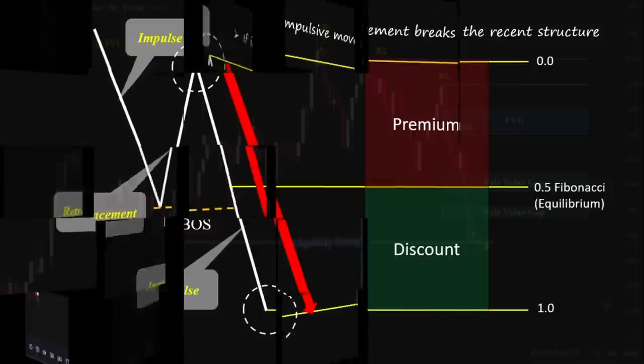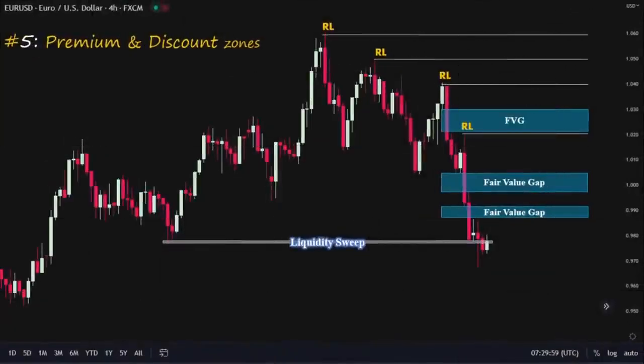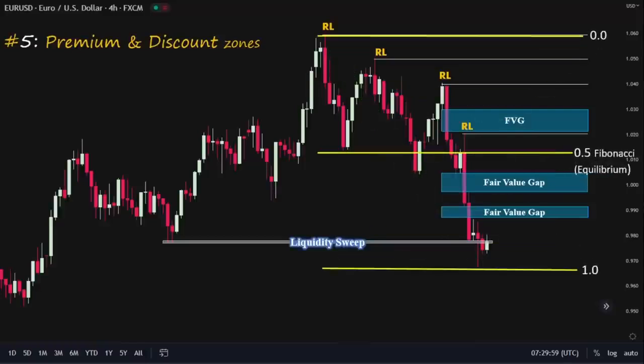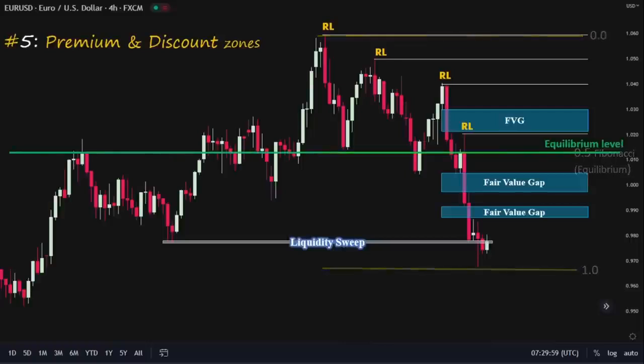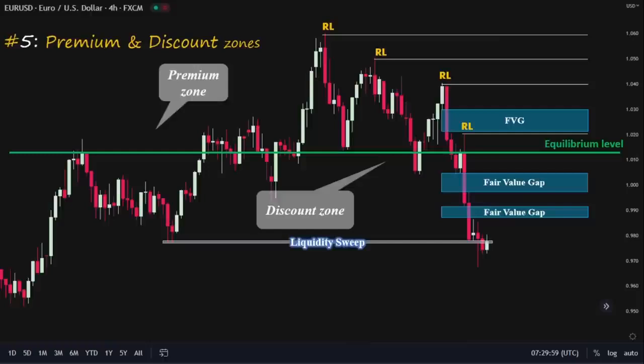So, let's add premium and discount zones to our chart. As you can see, we have this bearish impulse movement, so for drawing premium and discount zones, we use the Fibonacci tool from the high of this movement to its lowest point. Then we draw a line from the Fibonacci tool's 50% level. So guys, the zone below our equilibrium level is known as the discount zone, and the upper zone is the premium zone.